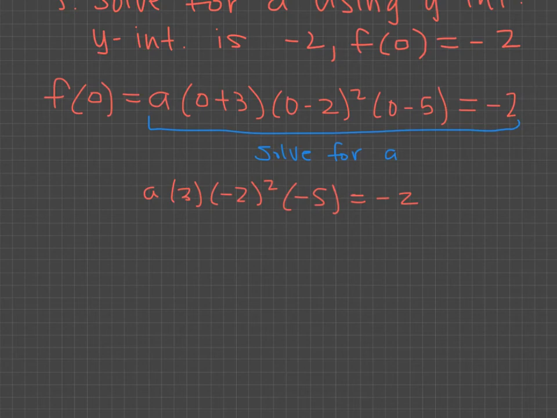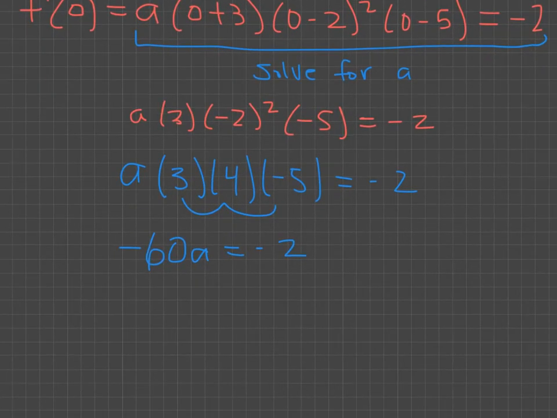Okay, so we have A times 3 times -2 squared, which is 4, times -5 equals -2. So that means 3 times 4 times -5 is -60 times A equals -2. To get A, we're going to divide both sides by -60. So we end up with A equals -2 over -60, or 1/30.